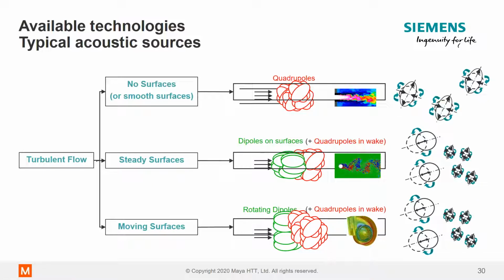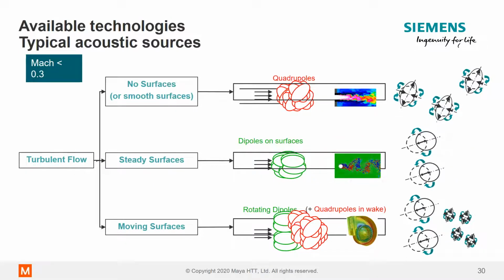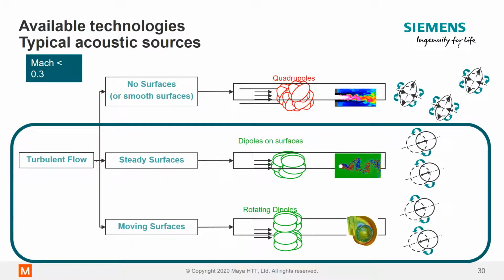But let's say we assume that the Mach number is less than 0.3. What happens here is, because the quadrupole sources are two orders higher than dipoles, at 0.3 Mach, the quadrupoles, that's 0.3 to the power of two, is about 0.1. It represents less than 1% of the noise that is generated. So at low Mach numbers, the noise is just dominated by dipole sources on the surface. So in these cases, we can essentially ignore the quadrupole sources.